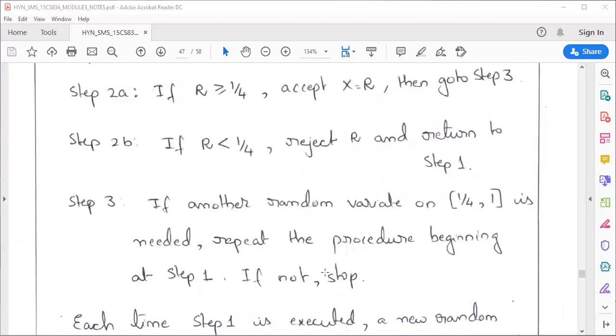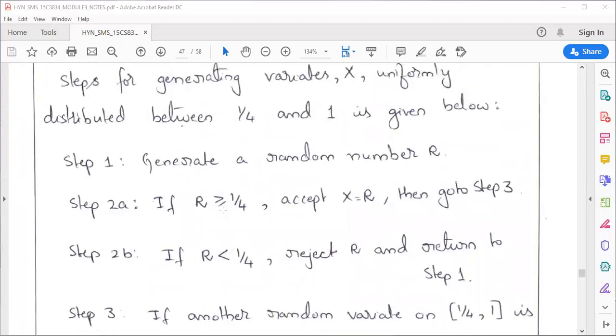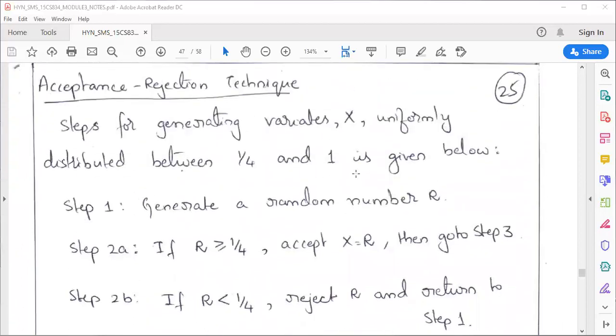So I repeat, in the acceptance rejection technique, we are trying to generate random variates which are uniformly distributed in the interval of 1/4 and 1. There are basically 3 steps. First, we generate a random number R. Then we check if R is greater than or equal to 1/4, which means it lies within the interval 1/4 to 1. If so, then I will accept X equal to R. Here we will not consider any number after 1, because our interval ends there.